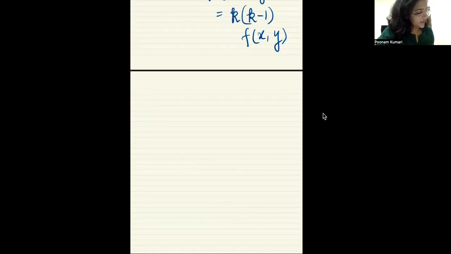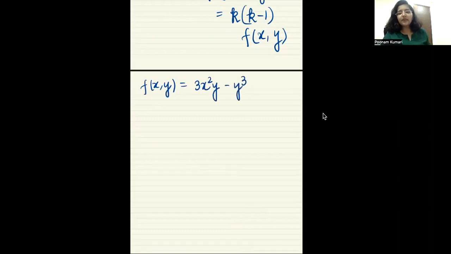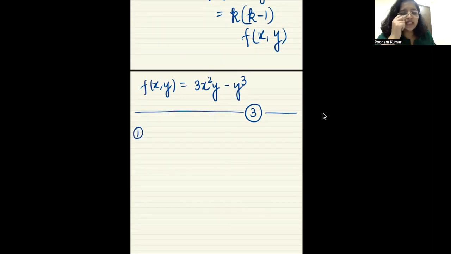Let's say, again, we are using the same function. My function is f(x, y) equals 3x squared y minus y cubed. In the previous question, I asked what the degree of homogeneity is. We said the degree of homogeneity is 3, and obviously it is a homogeneous function. Since it is a homogeneous function, it needs to satisfy all the four properties that we've discussed. So what was the first property? Someone please tell me.